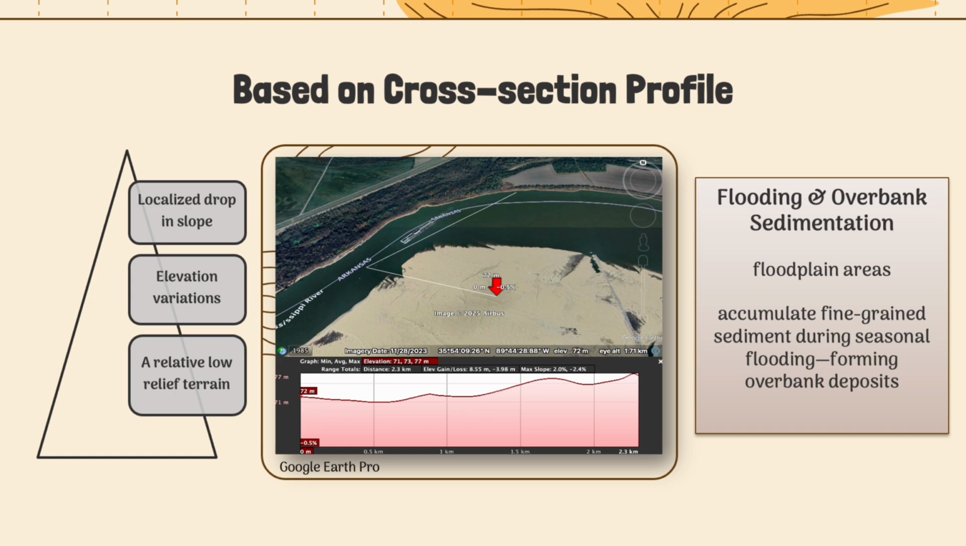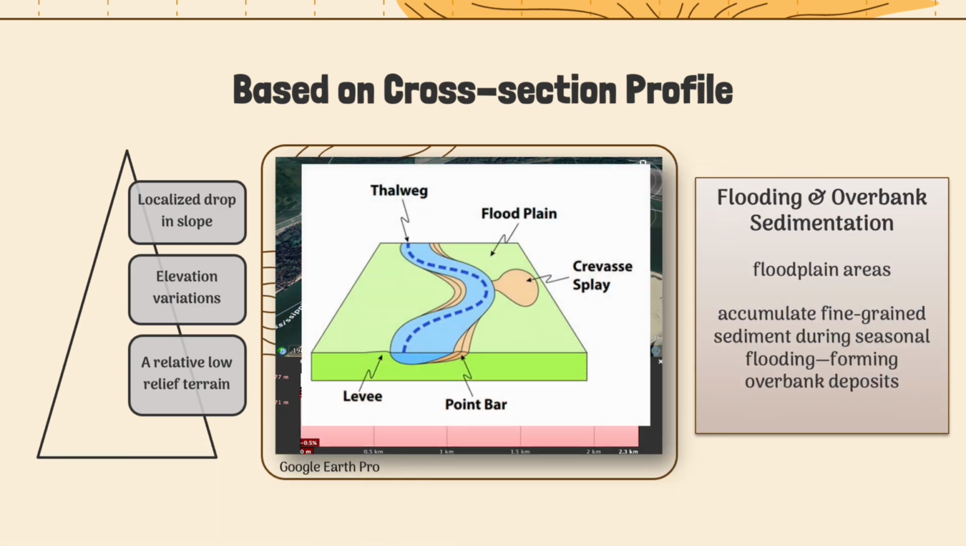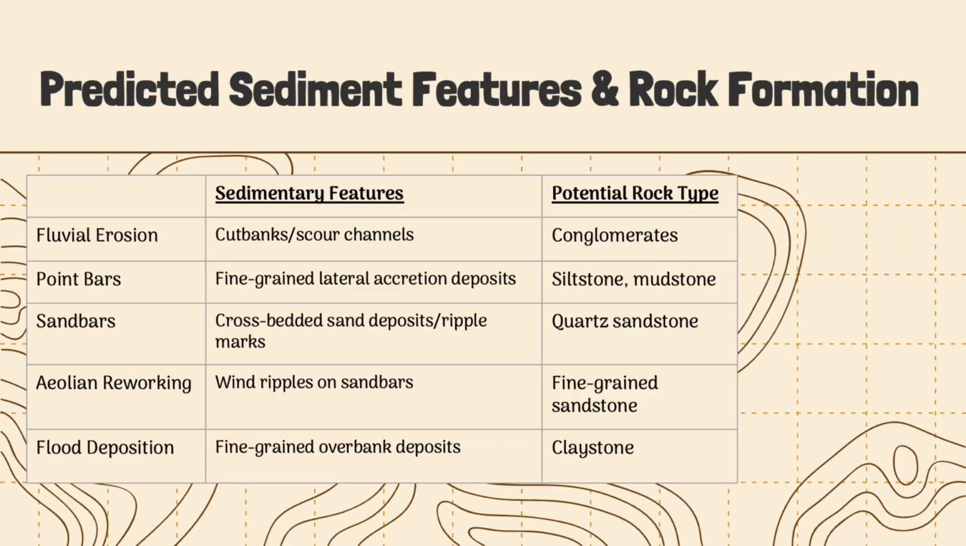Flooding plays a huge role here. When the river overflows, it deposits fine sediments on the floodplain, creating features like natural levees and back swamps. Over time, this builds up layers of sediments that can turn into rock.